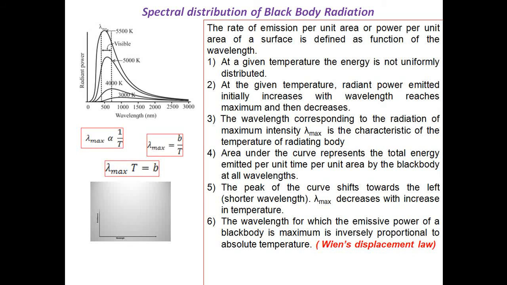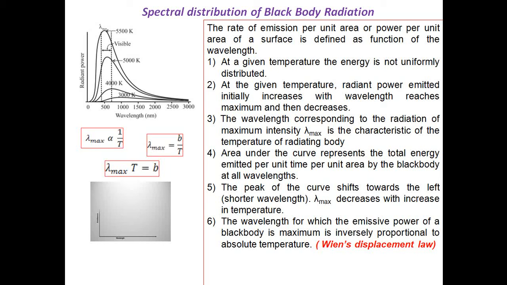Now I'll study the spectral distribution of black body radiation. The rate of emission per unit area, or power per unit area of a surface, obviously a perfectly black body surface, is defined as a function of wavelength. Now see in the diagram on the left part, at a given temperature the energy is not uniformly distributed. Here we are plotting a graph of radiant energy emitted, or radiant power, against wavelength.